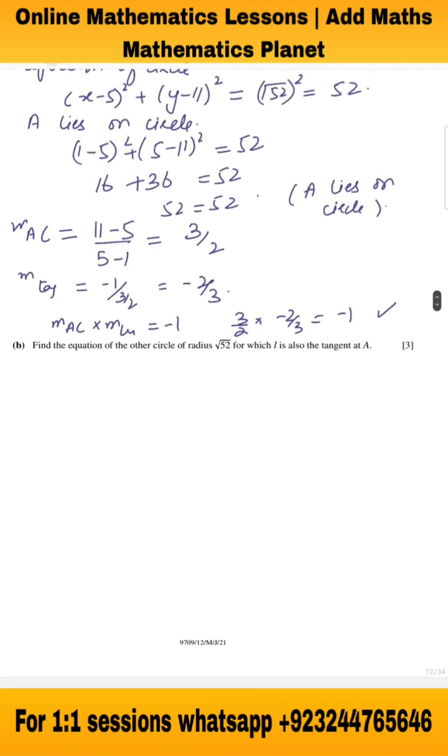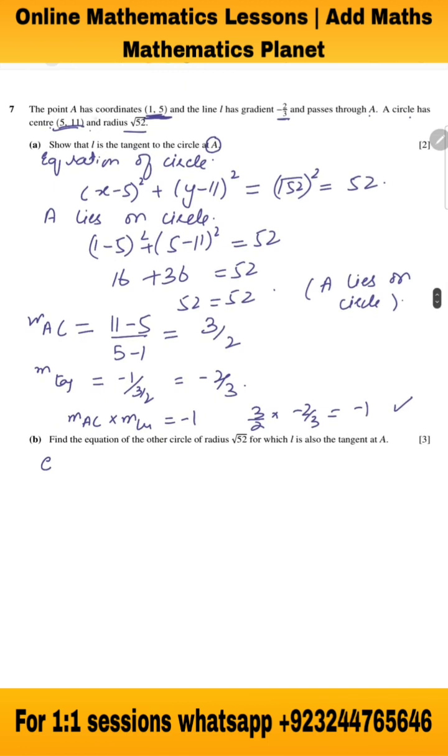Find the equation of the other circle of radius square root 52 for which L is also the tangent at A. Now there is another circle of this radius square root 52 for which L is also tangent at A. So what was the center of the circle? The center when the circle was at point A.